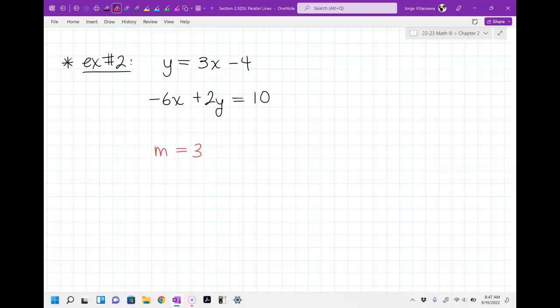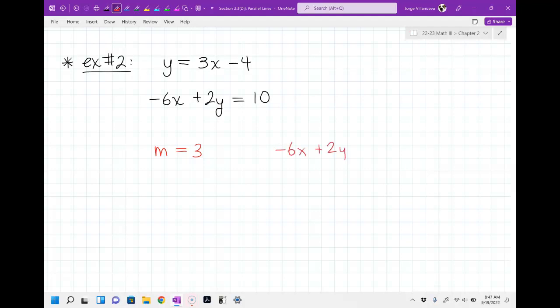Now, based on the second equation, the way it looks, can you easily spot the slope for the second one? Is it ready, y equals something? Does it look like that? No. So I have to do that first, okay? So let me change this.